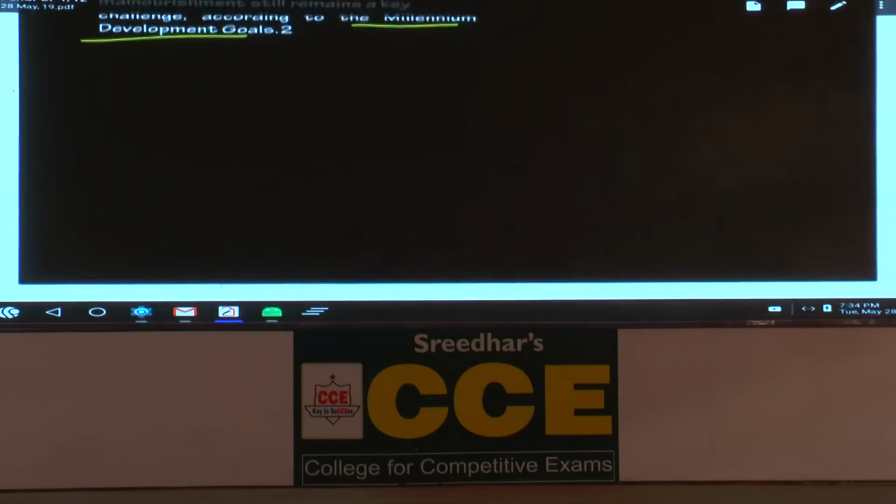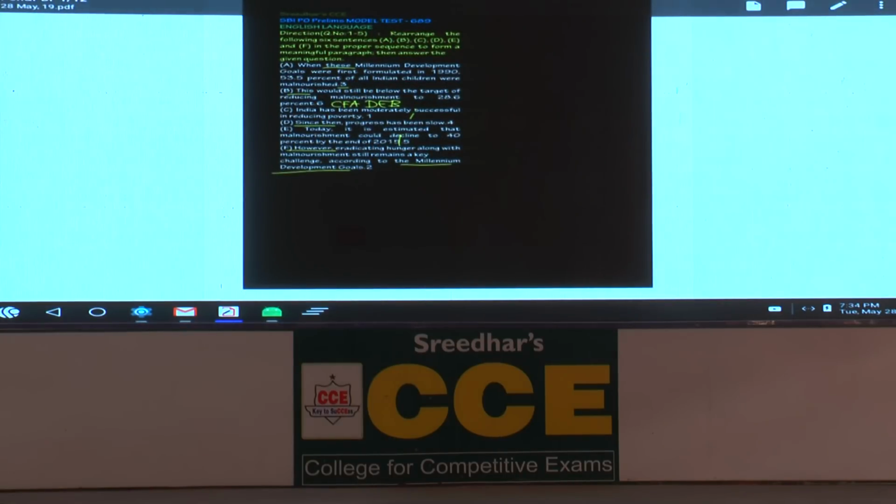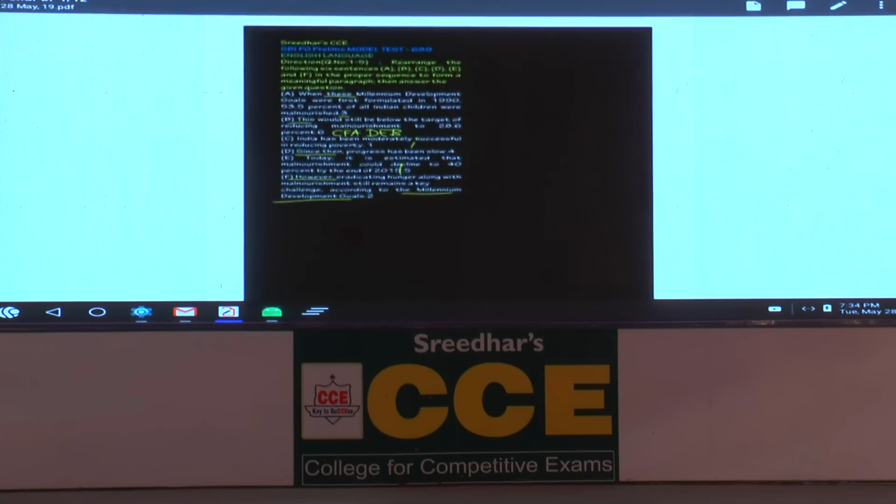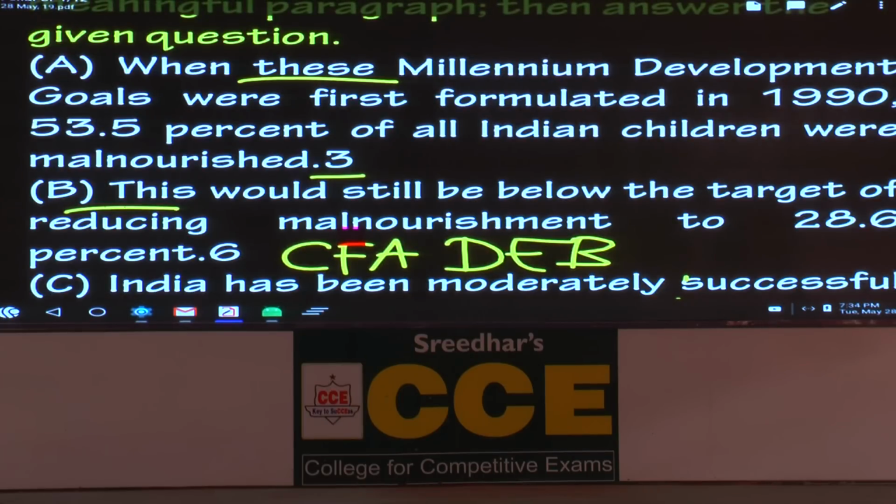That is ruled out. You may ask why? Categorically ruled out. Why? These Millennium Goals. What is the demonstrative adjective here? These. When do you use it? When these Millennium, already something is mentioned, they must have talked about Millennium Goals. Without talking about those, you cannot use the word these, so it is ruled out. This is the right order, beyond any doubt.